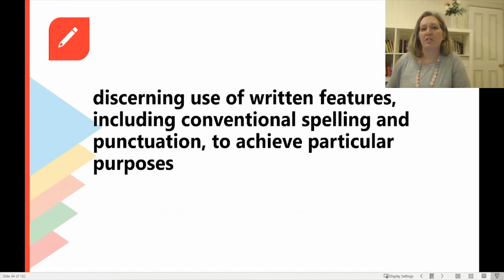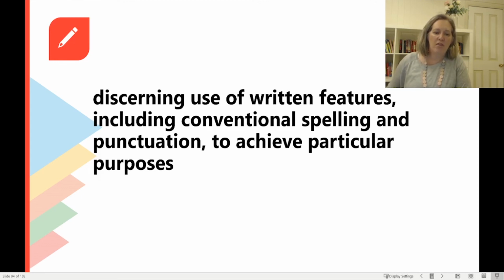And then finally, we come to the discerning use of written features, including conventional spelling and punctuation, to achieve particular purposes. Now, this one's a little bit different because even in dialogue, it's going to be spoken. So we don't need to spell these words badly or punctuate them badly. In fact, if we have a character who, for example, drops the G in the ing words, we need to actually put in an apostrophe to show that we know that a letter has been left out. So with this one you don't get as much room to move as the previous descriptor.